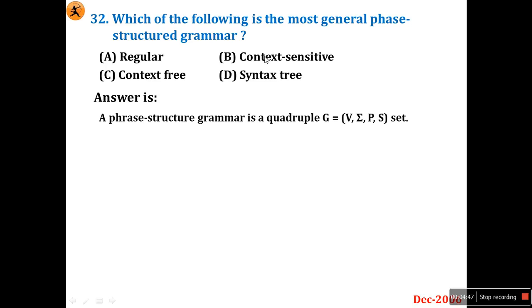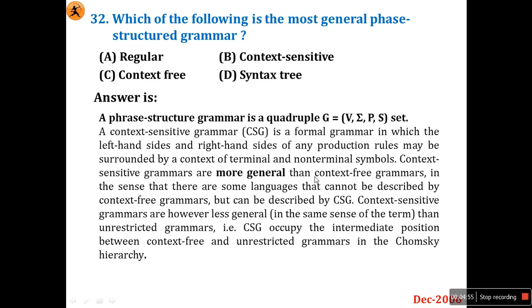One is the set of all variables and another is the set of all symbols used, P is the production and S is the starting symbol. Okay, now look at context sensitive grammar. It is a formal grammar in which the left hand sides and right hand sides of any production rules may be surrounded by a context of terminal and non-terminal symbols. Context sensitive grammars are more general than context free grammars in the sense that there are some languages that cannot be described by context free grammars.